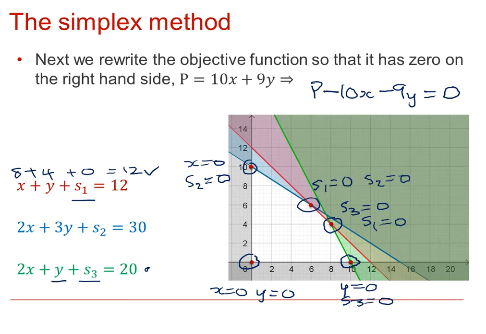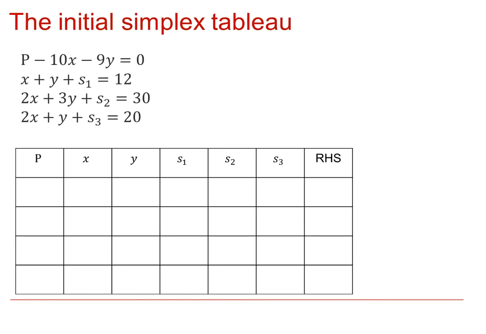It is also worth noting that with the objective function up here and these three equations, we have 4 equations in total, but at the moment no way of solving them because we have more than 4 unknowns. We set up the initial simplex tableau to incorporate all the information in these four equations.